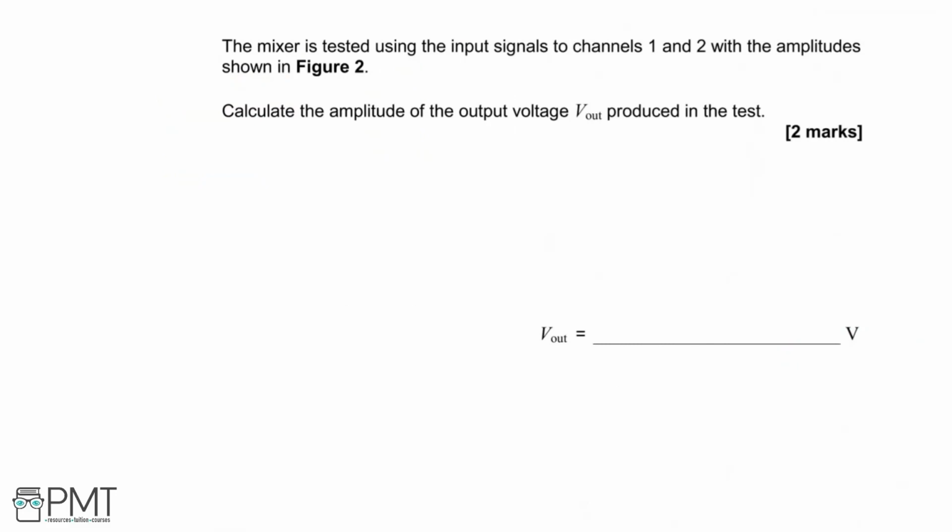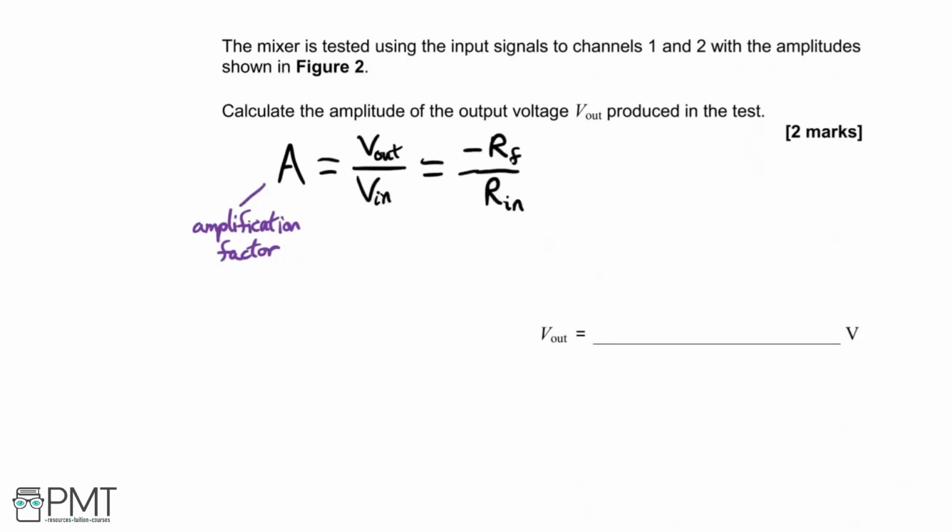The mixer is tested using the input signals to channels 1 and 2 with the amplitude shown in figure 2. Calculate the amplitude of the output voltage V out produced in the test. Now for this calculation, we can start with the amplification factor A and say that this is equal to V out over V in, but also equal to minus Rf over Rin. We'll then rearrange this equation to make V out the subject.